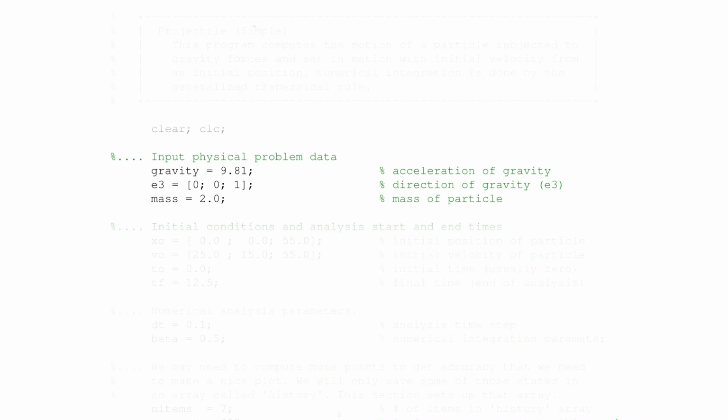So next, we want to define some physical problem data. This is data about the problem. So for instance, in this problem, we're going to have the acceleration due to gravity and the direction of gravity, as well as the mass of the particle. This is going to be information that doesn't depend on time. So this can be other vectors that you will need as well.